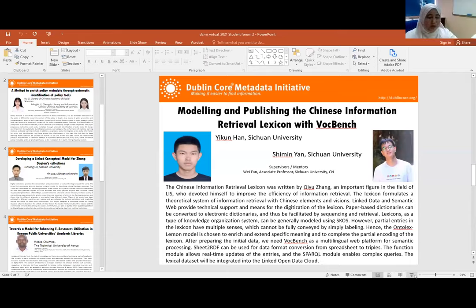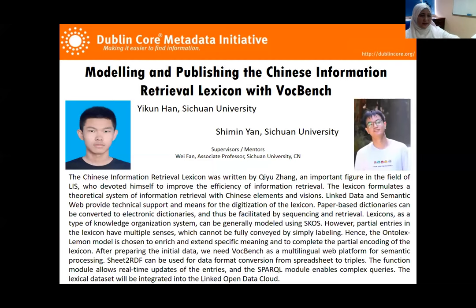The title for the next presenter is Modeling and Publishing the Chinese Information Retrieval Lexicon with Workbench, by Yikun Han and Ximin Yan from Sichuan University. The supervisor and mentor again is Associate Professor Wei Fan from Sichuan University. Okay, the floor is yours.